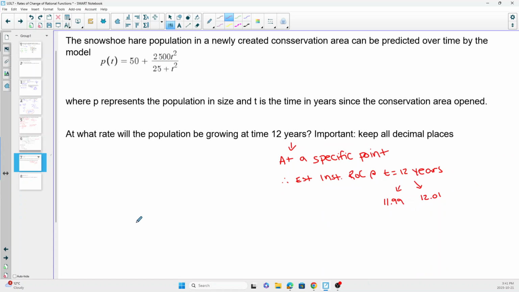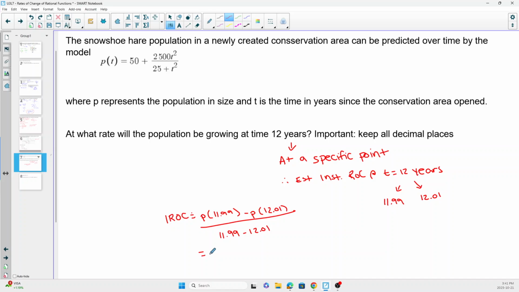So ultimately, when we set it up, we would be saying that the estimated instantaneous rate of change is equal to, roughly, and we would be looking at the population at, and it doesn't matter the order because it'll all come out in the wash, at 11.99 years minus the population at 12.01 years. What did the population change by over the time span, the difference between these two?